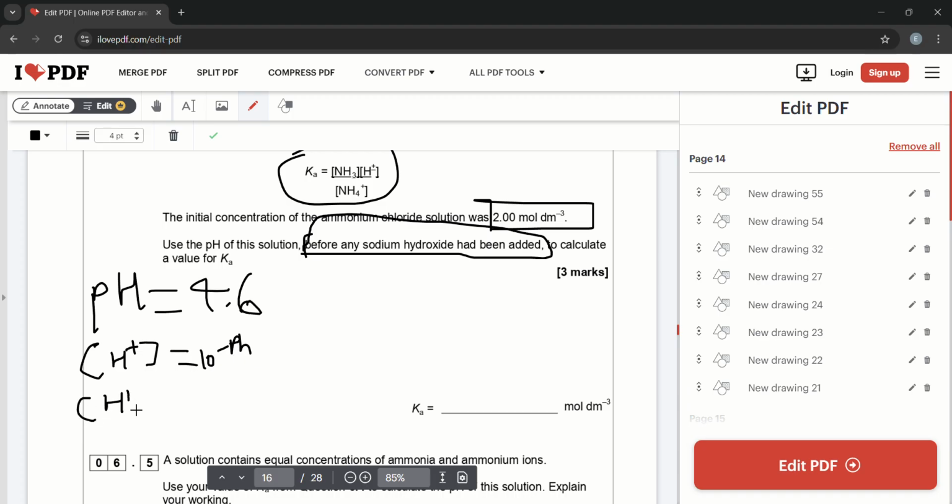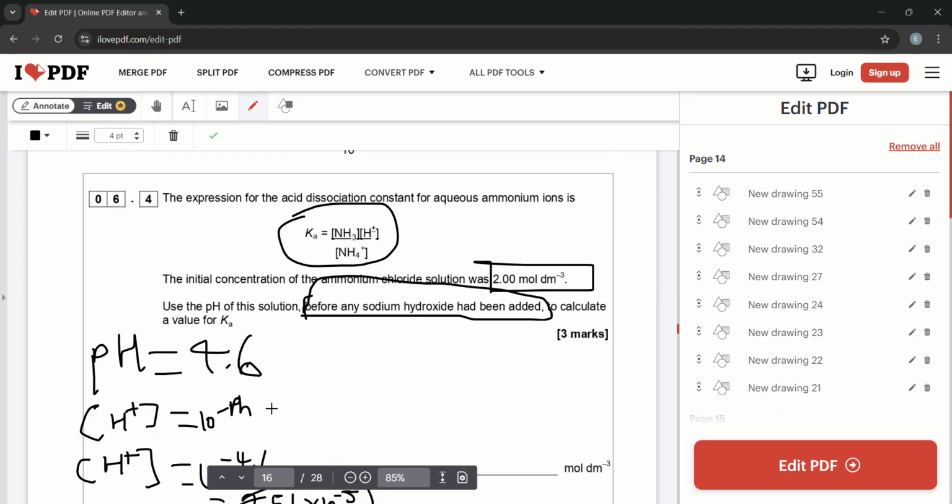For H plus, that is equal to 10 to the power minus 4.6, which is equal to 2.51 times 10 to the power minus 5. Okay. Now let's rearrange this equation to find the value of Ka. Actually, no, it's already rearranged.